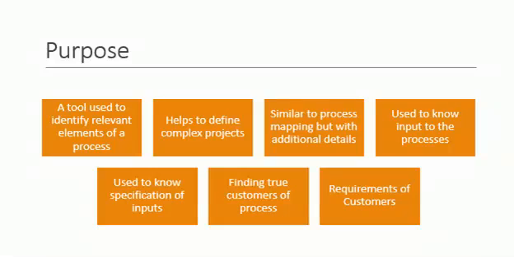If it is unrelated, then you will not add those processes or inputs to your SIPOC diagram. Then it will also provide the specification of your inputs, so it is becoming a little bit detailed. As you can see, we have specification of inputs, then we have the proper map elements of those inputs, and then we have the proper map processes.